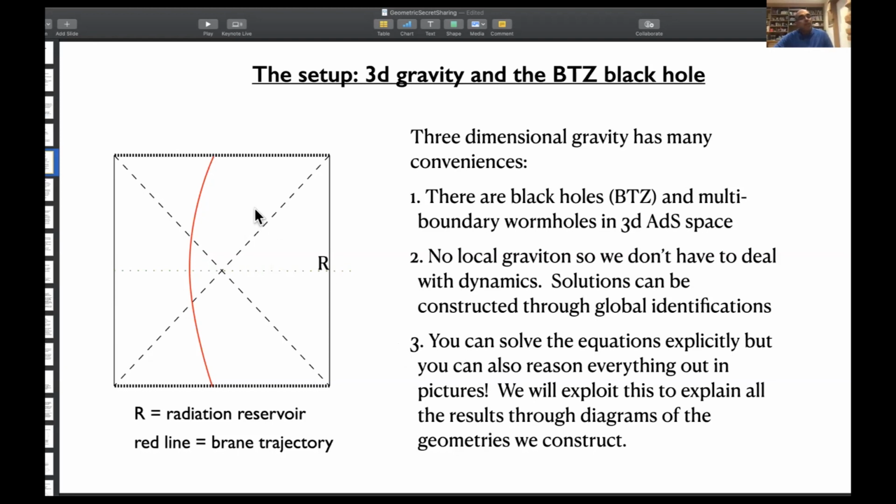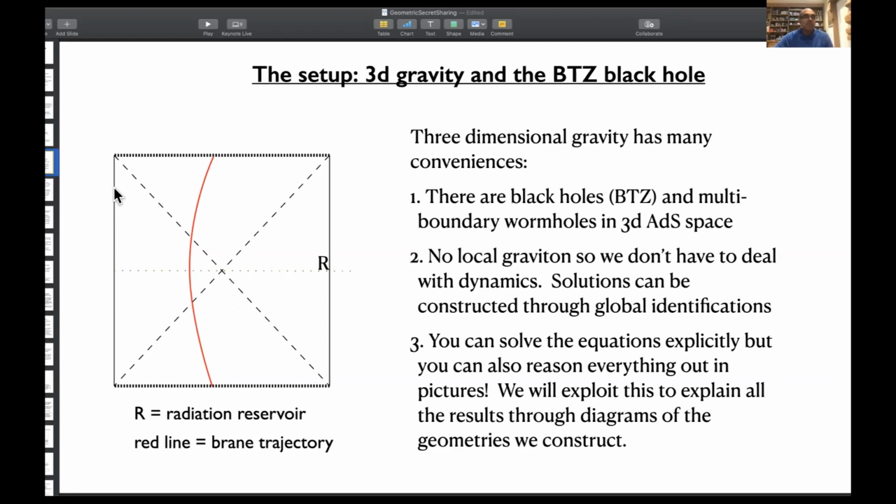Now, I've drawn here a red line also. This red line is going to play an important role for us. This is the trajectory of a brane. So here's a brane coming out of the past horizon, falling in here and coming into the future over there. So that is some solution to the equations of motion with some brane moving around in the space.